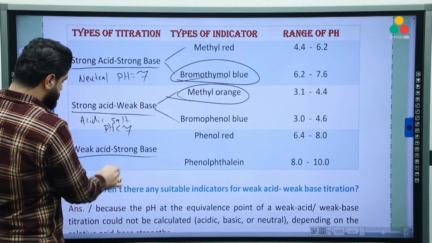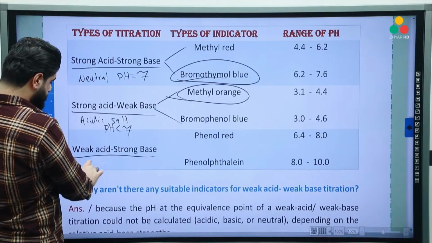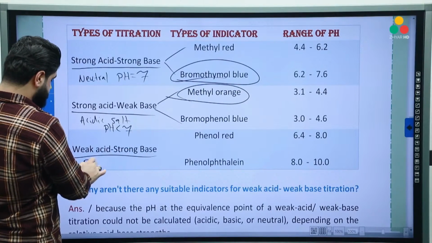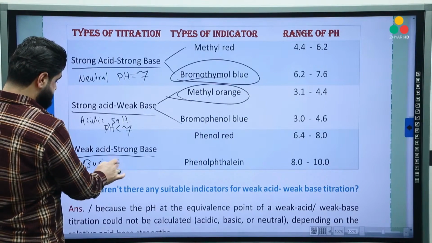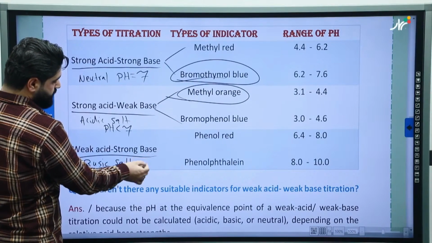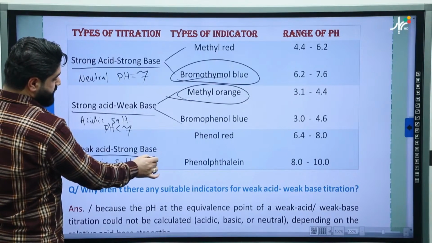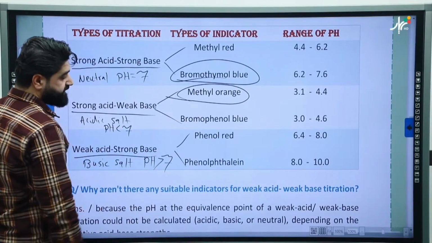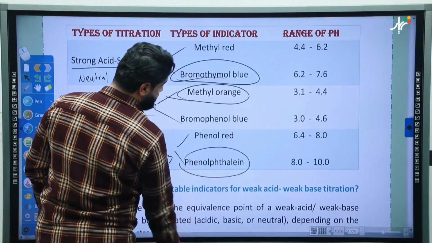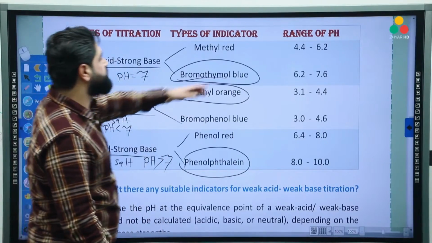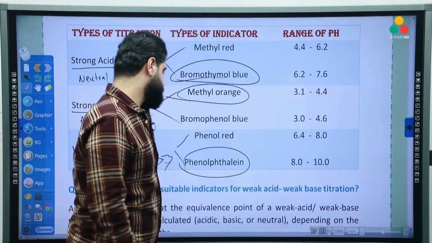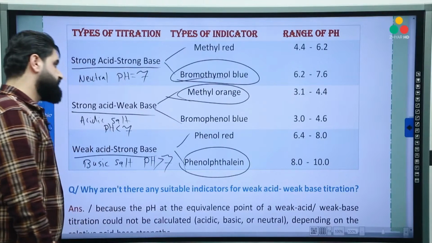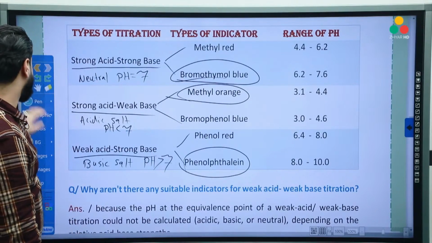Weak acid and strong base: it's a basic salt, pH greater than 7. We have two different indicators. The best one is phenolphthalein. The range of their pH is very important, so please, my dear students, you have to memorize it.